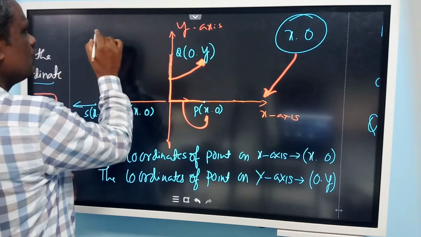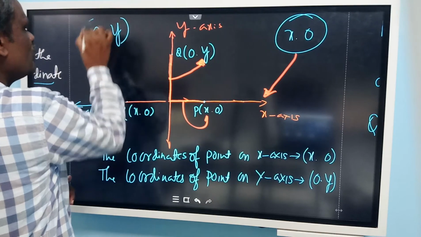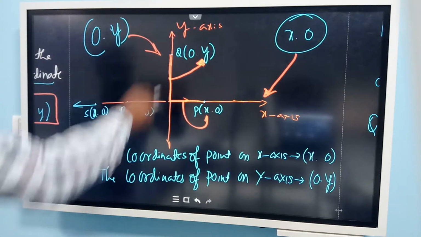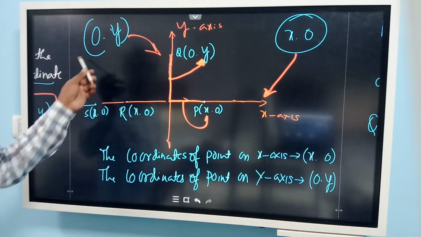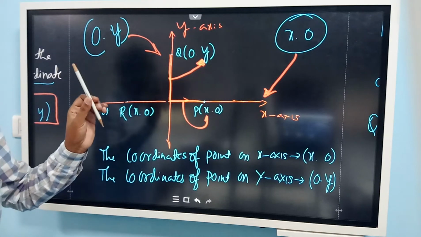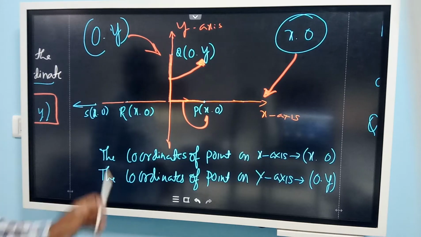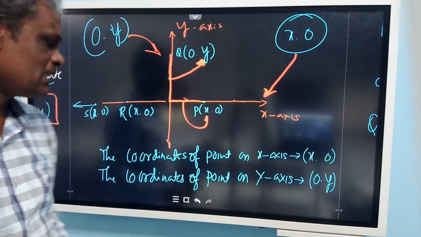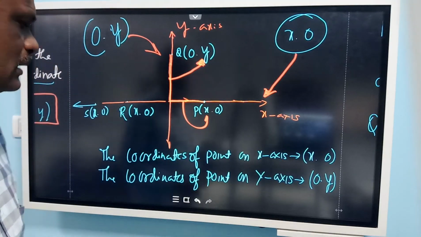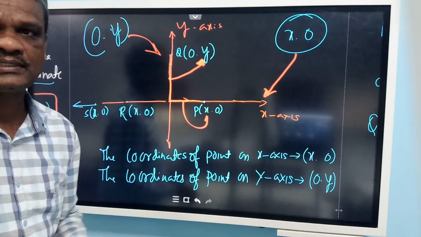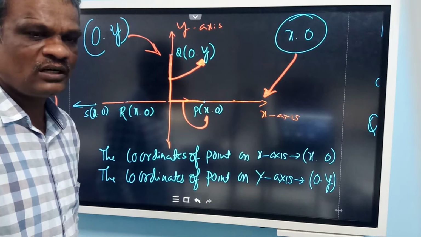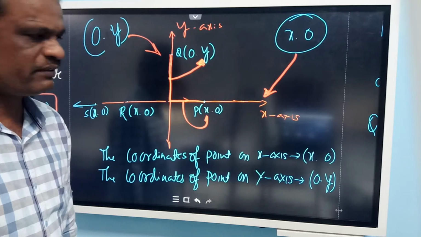Any point on the y axis is always in the form of 0, y. Along the vertical line, whether you take here or here or here, anywhere, the points are always in the form of 0, y. Along the x axis it is always in the form of x, 0, as I have written. The coordinates of a point on the x axis are x, 0. The coordinates of a point on the y axis are 0, y. I think it is clear to all of you. Since you already studied this in class 9, it is only a revision now.